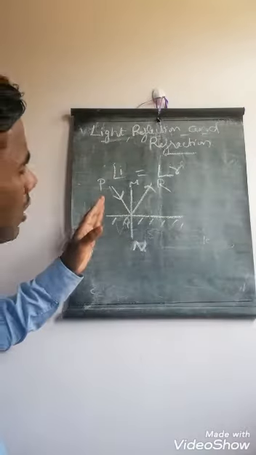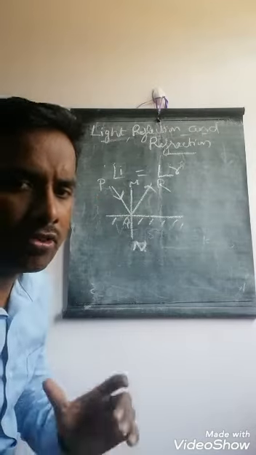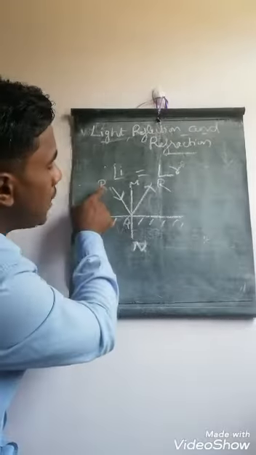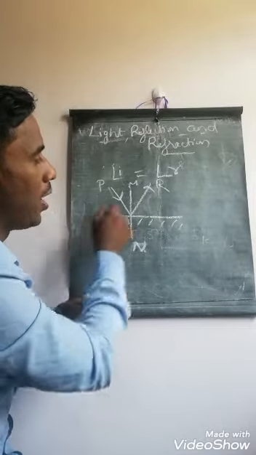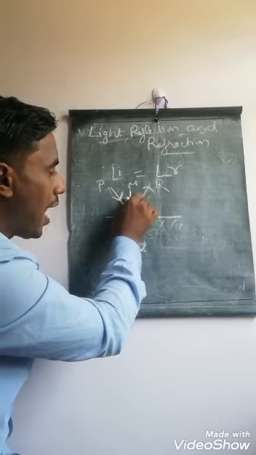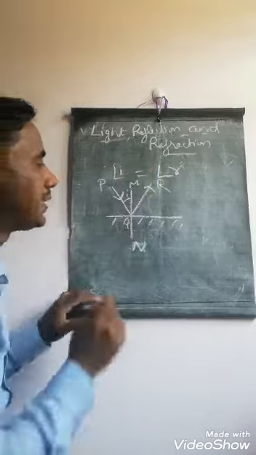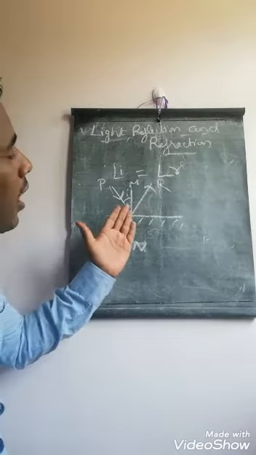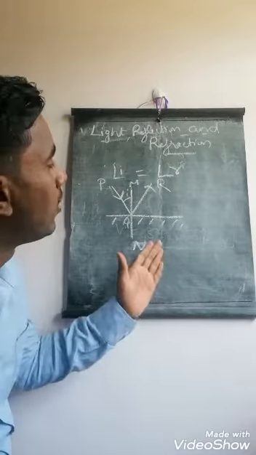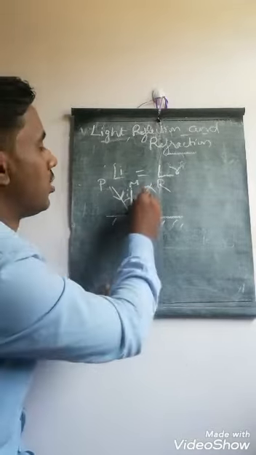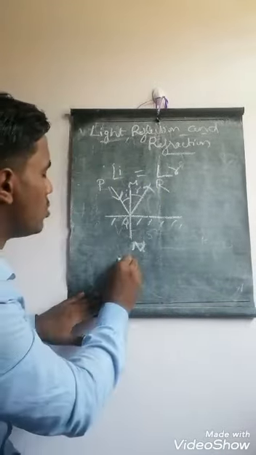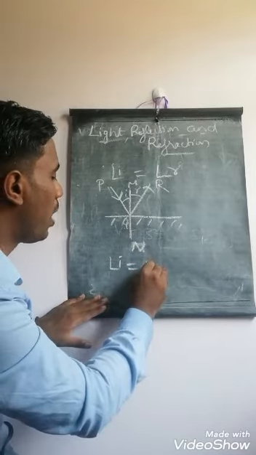So what is angle of incidence here? Angle of incidence is the angle between the incident ray and the normal. So here PQ is the incident ray, and MN is the normal. The angle between incident ray and the normal is called the angle of incidence i. And now what is angle of reflection? Angle of reflection is the angle between the normal and the reflected ray. So this is the angle of reflection r. So therefore, angle of incidence is equal to angle of reflection.